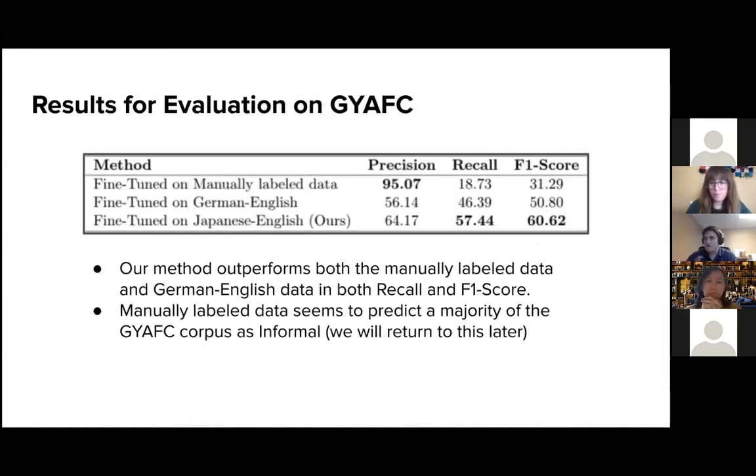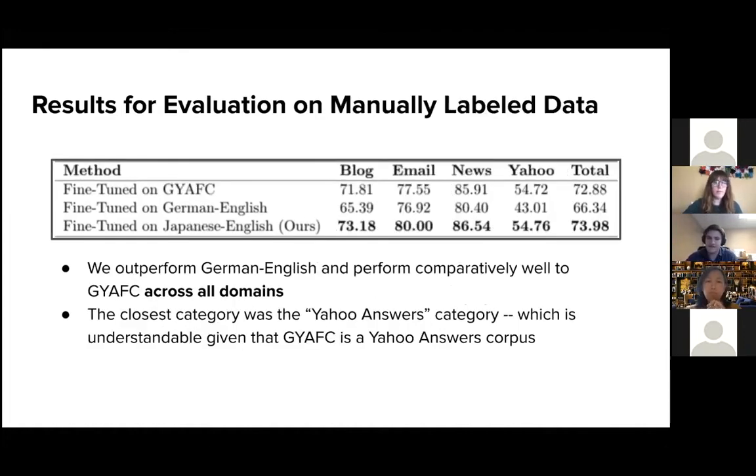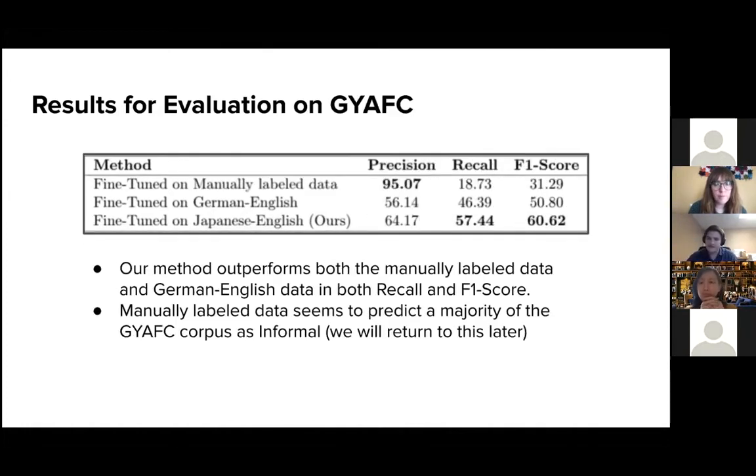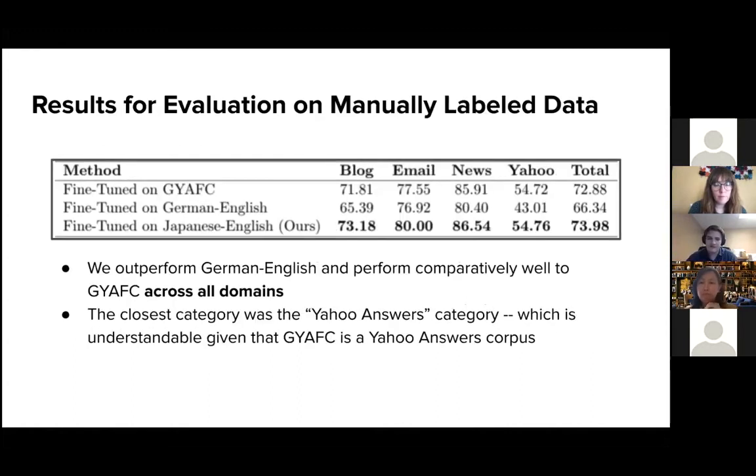Cool. So we're going to evaluate on the Grammarly corpus and the manually labeled data. Our evaluation on the Grammarly corpus showed that our Japanese-English data outperformed both the manually labeled and the German-English data. This is an interesting result on the manually labeled side, but I'll save the talk about this for the second section. We also outperform GYAFC and German-English when evaluating on the manually labeled data too. Note that I'm not reporting the performance for manually labeled data on itself, because that would be unfair. Of course, it's going to beat our data, but the point is that our method performs well on both of these tasks, on both of these datasets. It outperforms the other two on both.